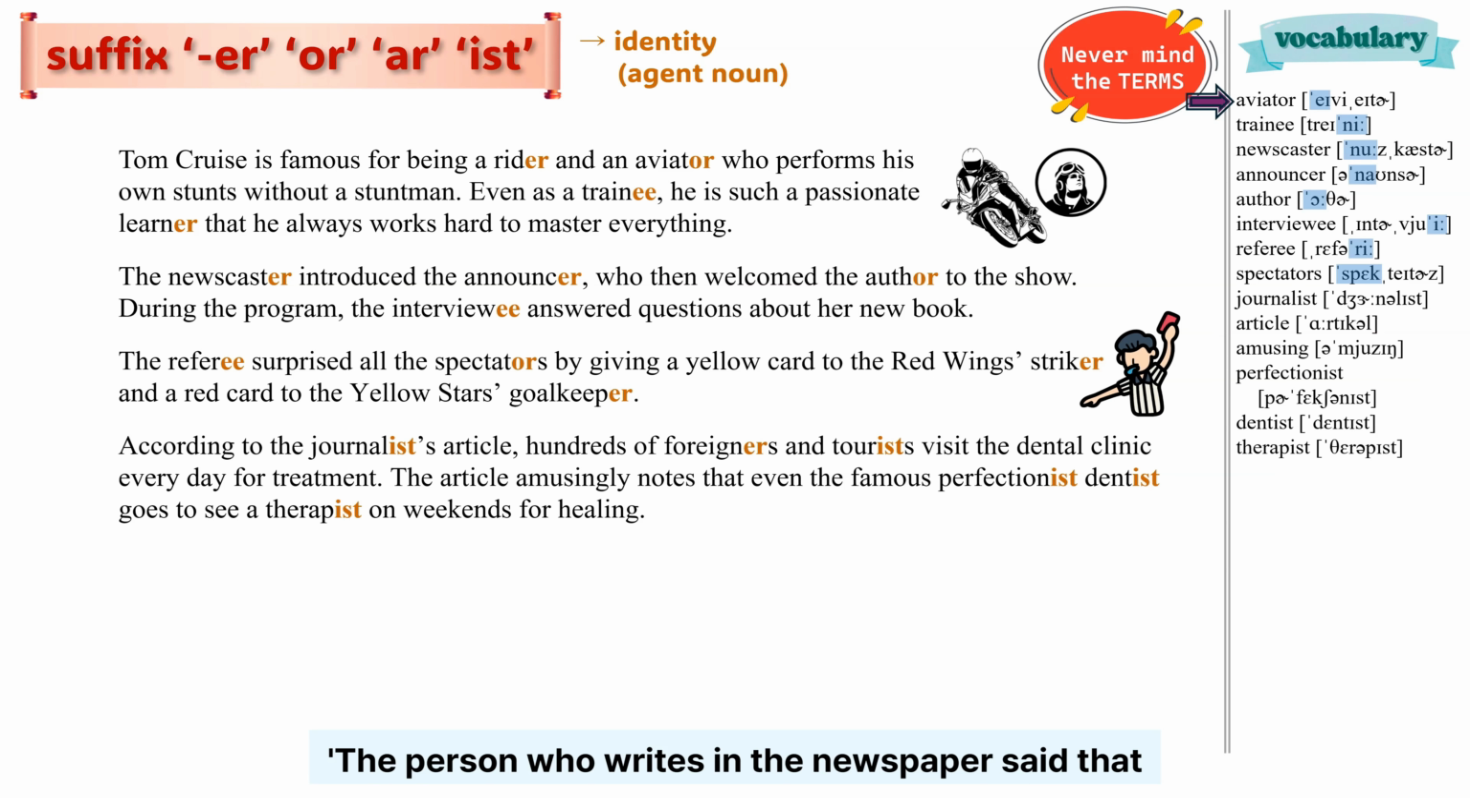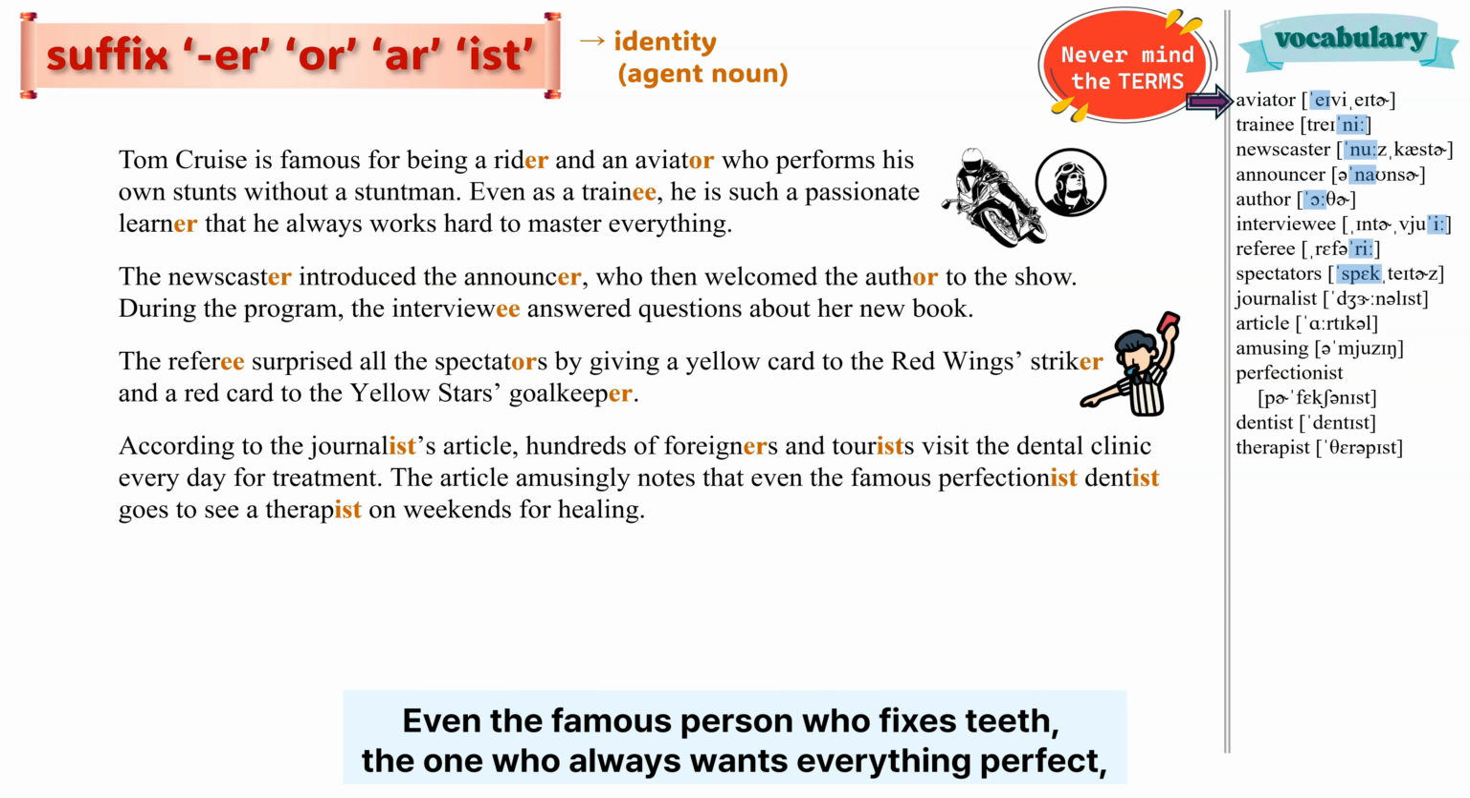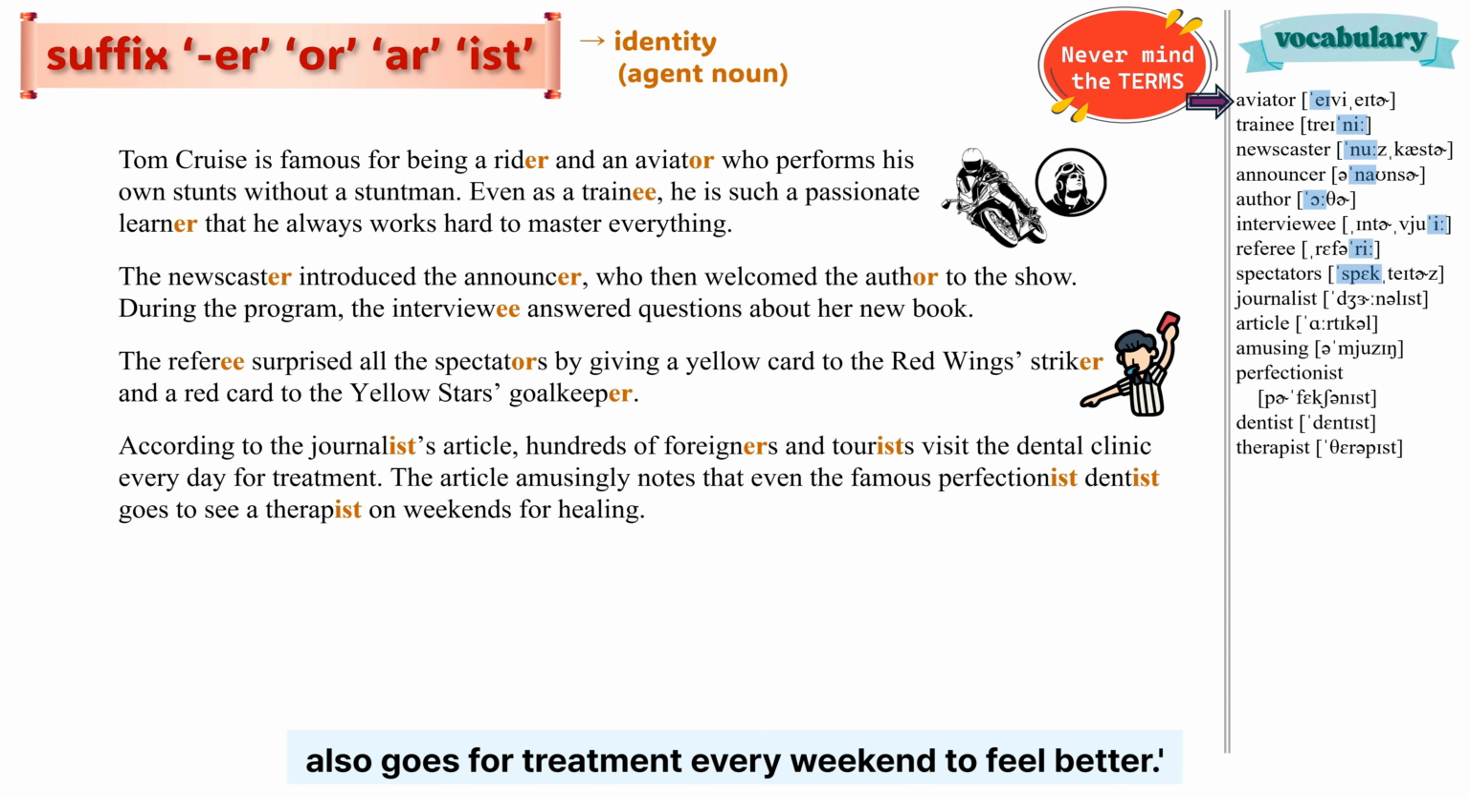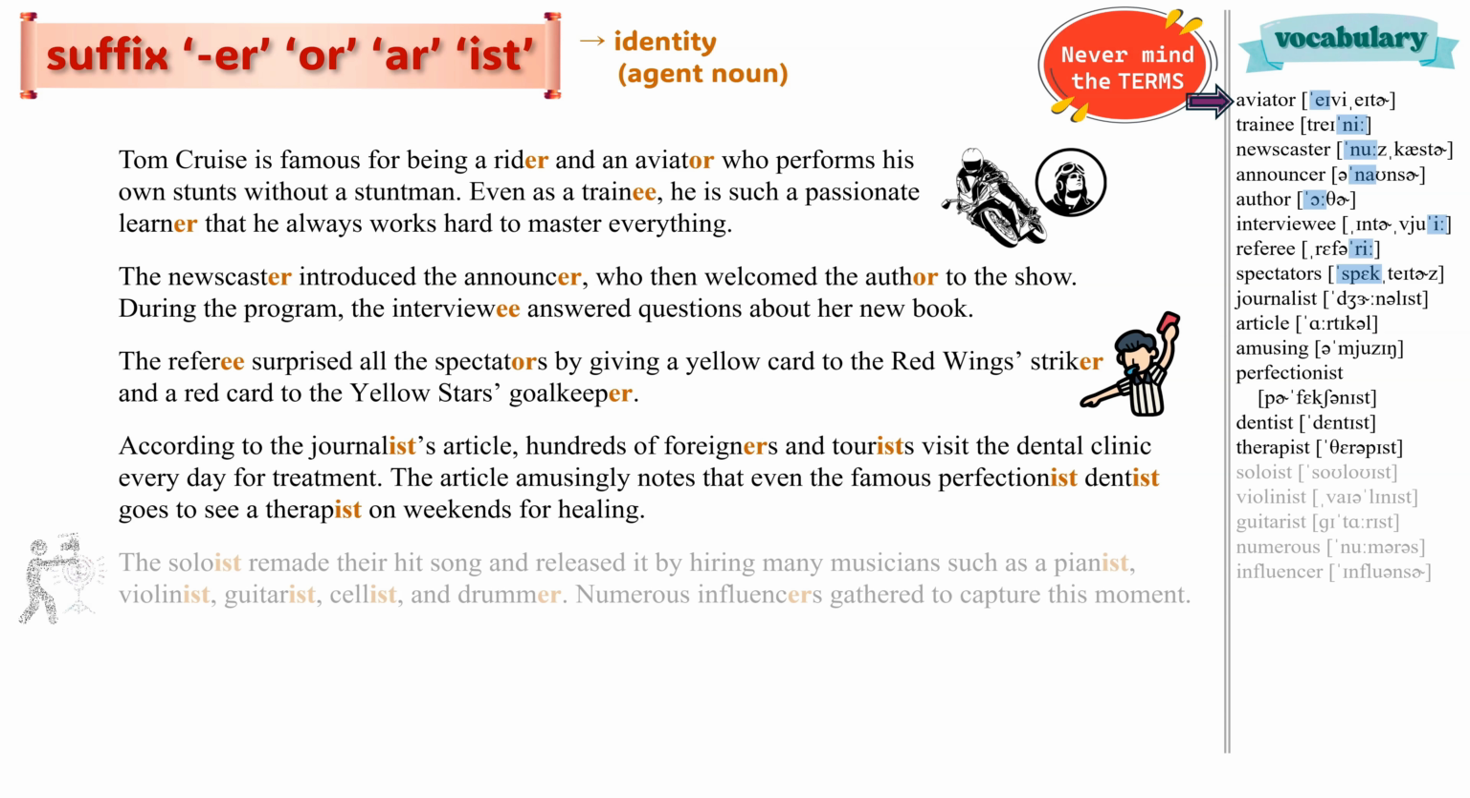The person who writes in the newspaper said that hundreds of people from other countries and many travelers come to the place where teeth are fixed every day for treatment. The fun part of the writing was this. Even the famous person who fixes teeth, the one who always wants everything perfect, also goes for treatment every weekend to feel better. Now you see, information switching is getting easier.